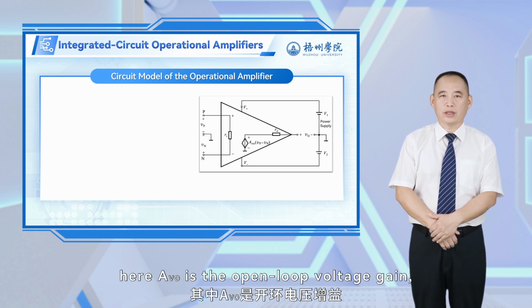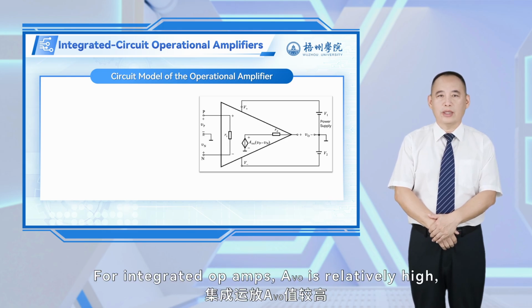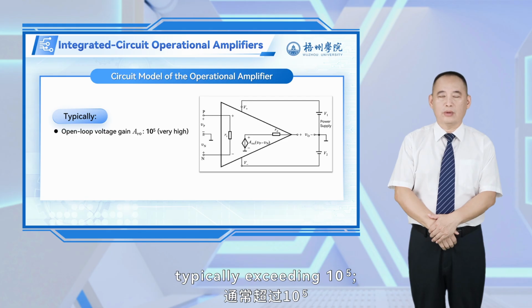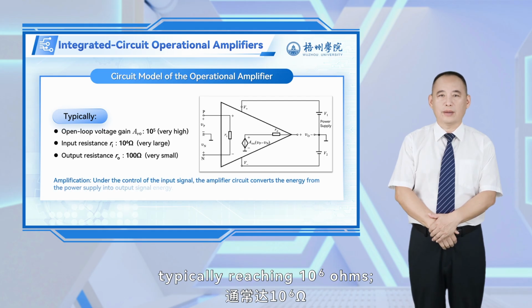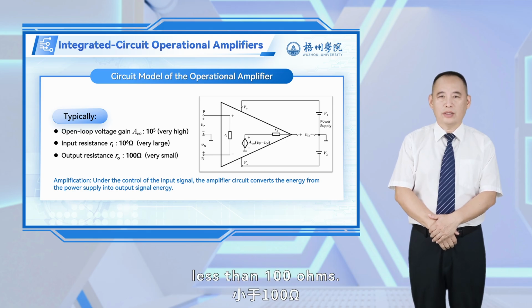Here A_VO is the open-loop voltage gain, and A_VO is greater than 0. For integrated op-amps, A_VO is relatively high, typically exceeding 10^5. The input resistance R_I is also high, typically reaching 10^6 ohms, whereas the output resistance R_O is small, less than 100 ohms.